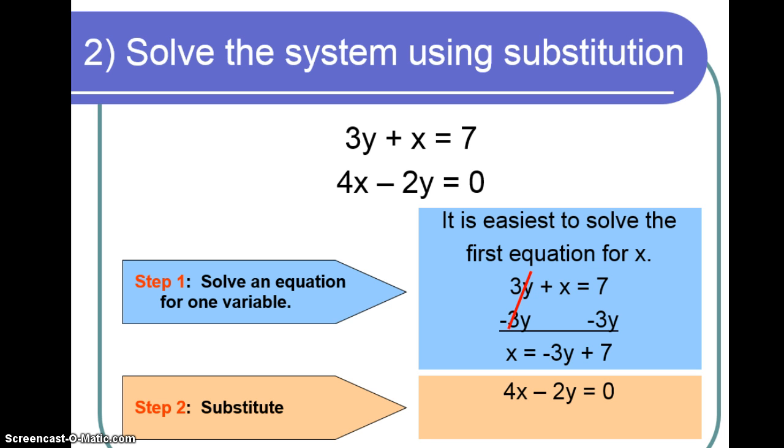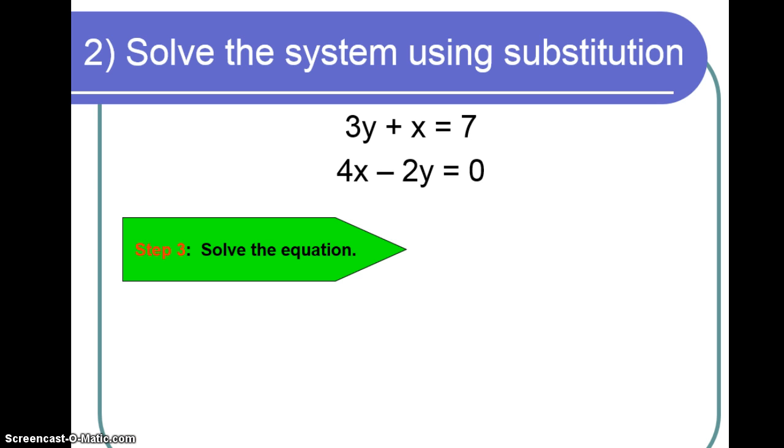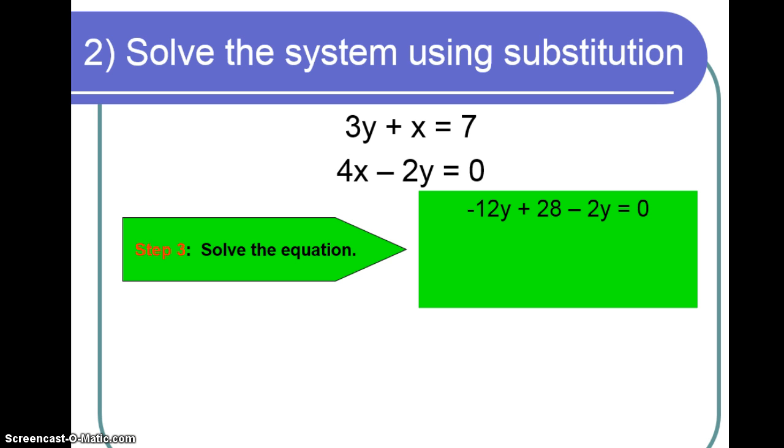We're plugging it in for x and x only, meaning that we're not going to take away any coefficients that are in front of x. We're simply going to put parentheses and plug in what we need. So we now have 4, open parenthesis, negative 3y plus 7, close parenthesis, minus 2y equals 0. The next step is to solve this equation.